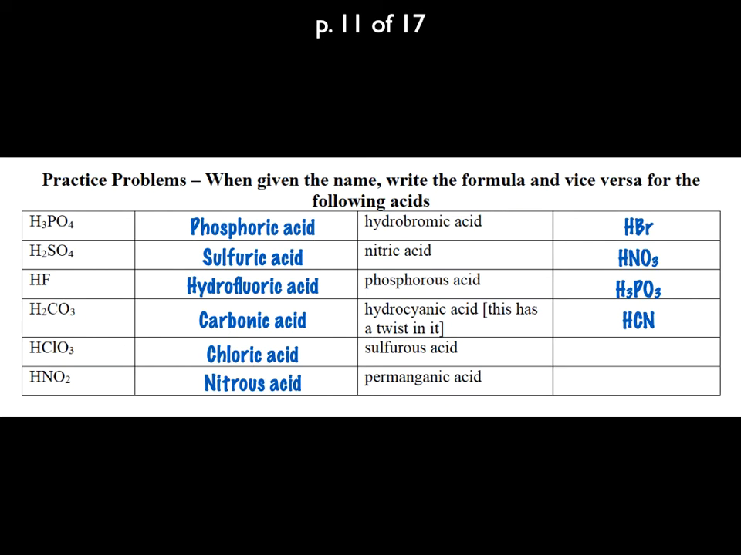Sulfurous acid comes from sulfite, so that's H2SO3. And permanganic acid comes from permanganate, so that's HMnO4.